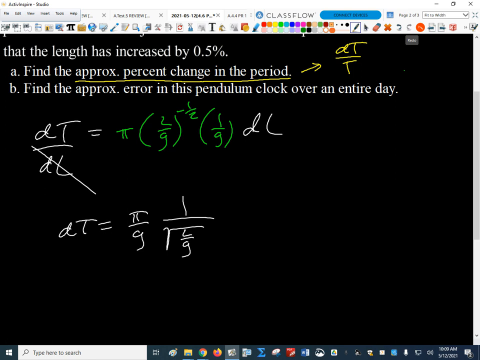We can leave it like this. I'll put the dl in there. I'm just going to put that in the numerator. Okay, you don't have to do this, so don't let this confuse you, but there is one other little step I could do if I wanted to.